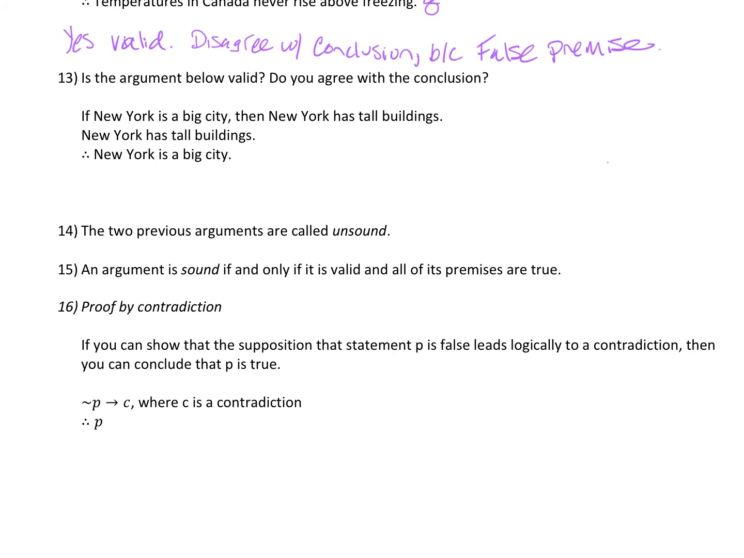Okay, here's another example. If New York is a big city, then New York has tall buildings. New York has tall buildings, therefore New York is a big city. Is the argument valid? And the answer is no. Okay, the reasoning is that we have if P, then Q. Okay, P is New York is a big city, Q is New York has tall buildings. Q, therefore P, is not valid. Okay, this is the converse error.